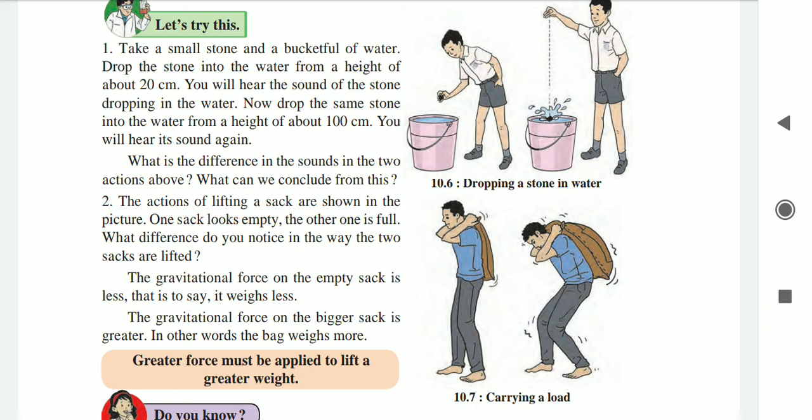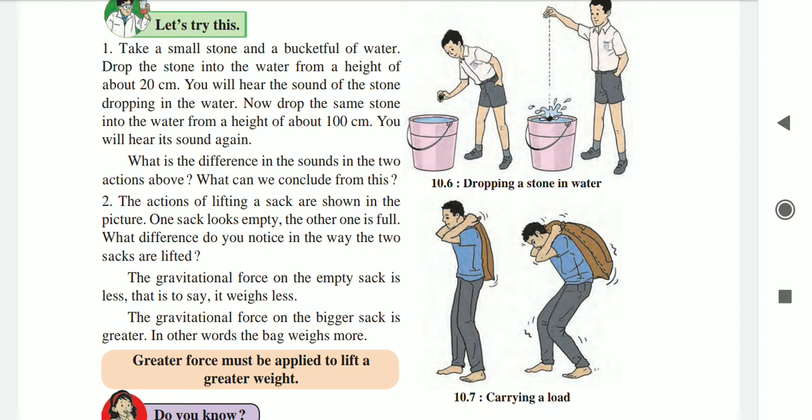What is the difference in the sound in the two actions above? What can we conclude from this? The actions of lifting a sack are shown in the picture. One sack looks empty, the other one is full. What difference do you notice in the way the two sacks are lifted?